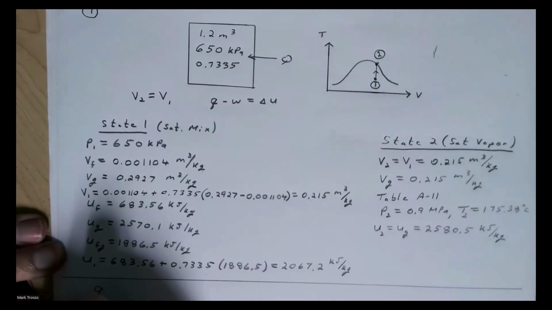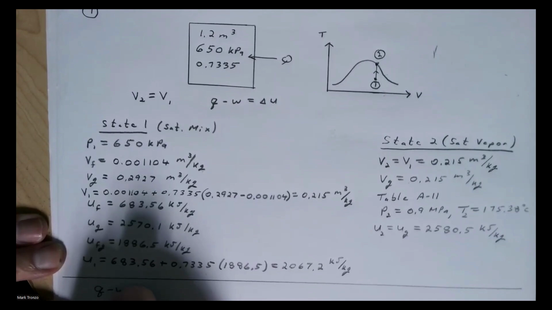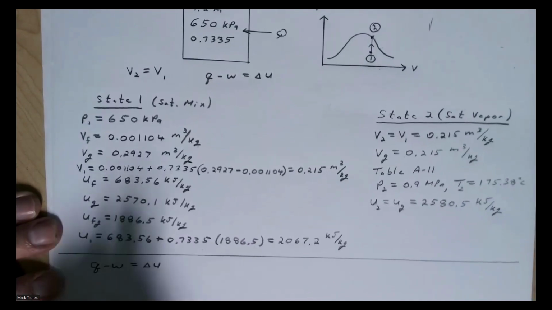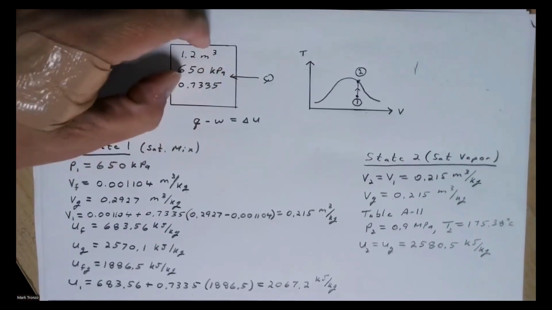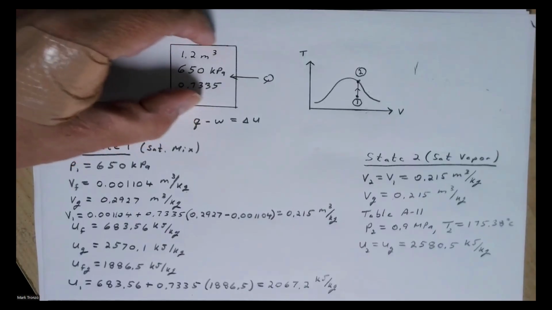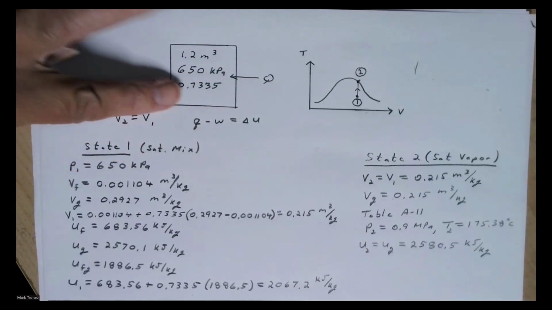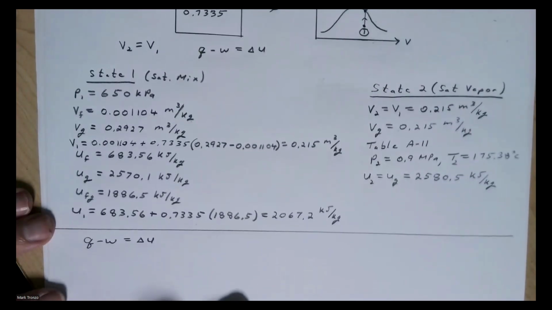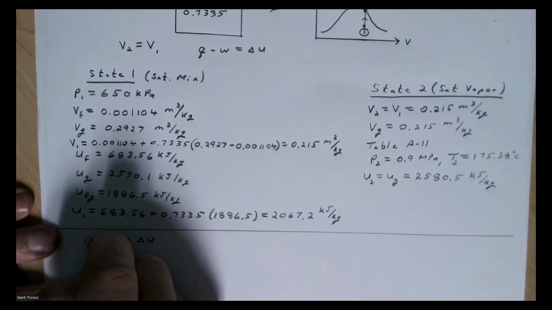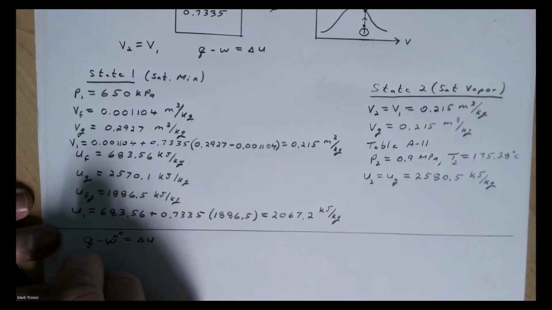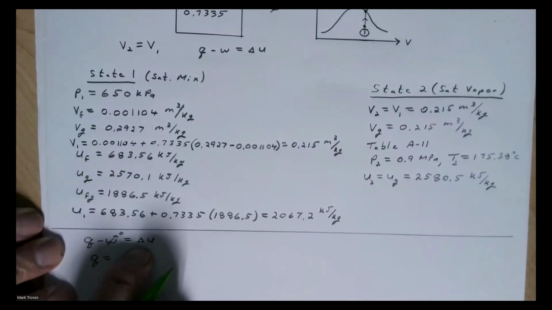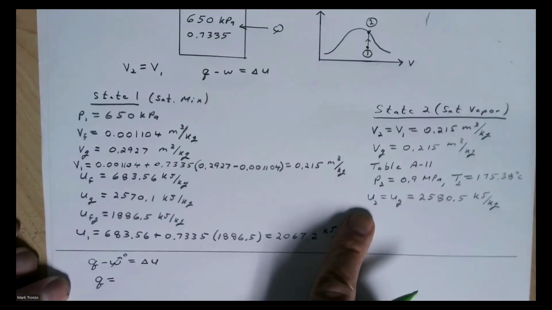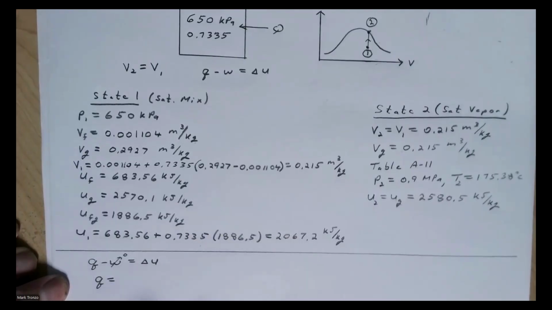So our Q minus W is going to be delta U. And so there's no work being done. It's just a closed system here, a rigid tank. There's no paddle wheel or anything in here. So therefore, the work is going to be 0. And so the Q is going to be equal to delta U. Now the delta U is going to be U2 minus U1.